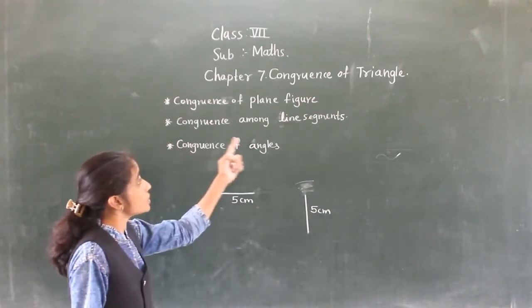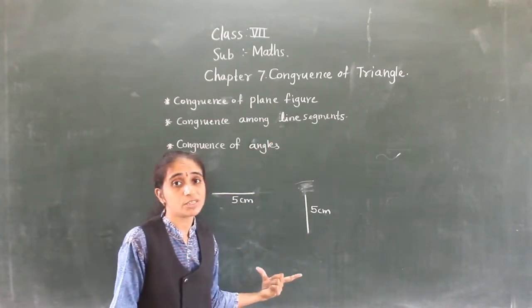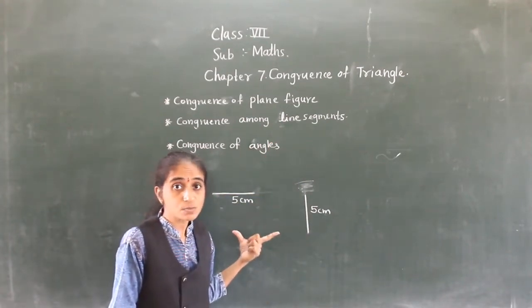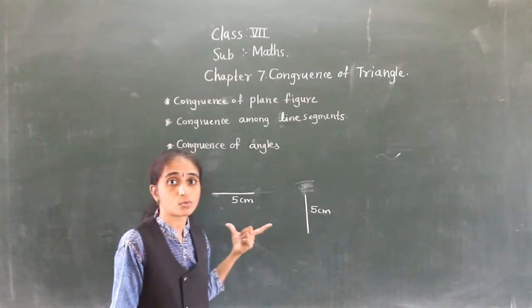For congruence among line segments, what do we have to measure? We have to measure its length. Means for congruency of line segments, we have to see its length.